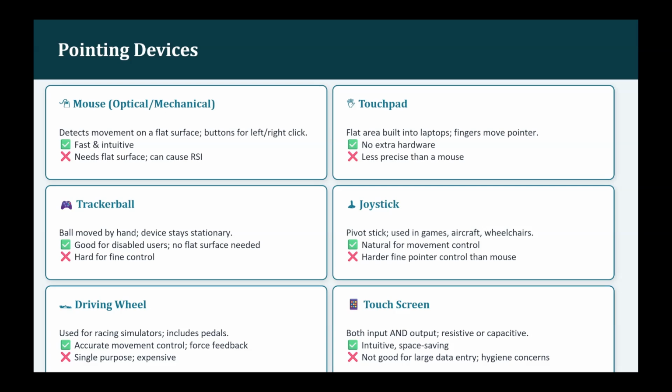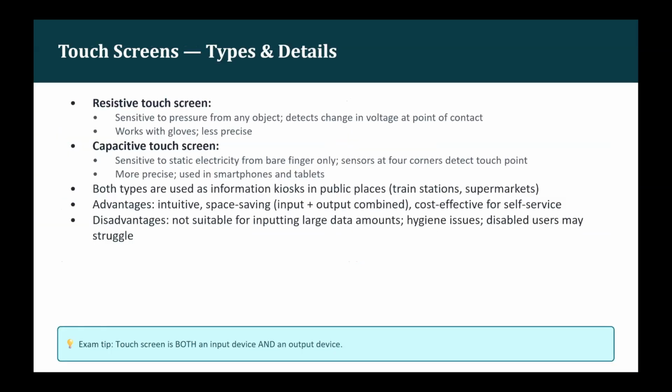There are two types of touch screens. The first is resistive and the other is capacitive. I'll go through them in the next slide. Advantages of touch screens are that they are intuitive and space saving. Disadvantages are that they are not good for large data entry and there are hygiene concerns. As I told you before, touch screens have two different types.